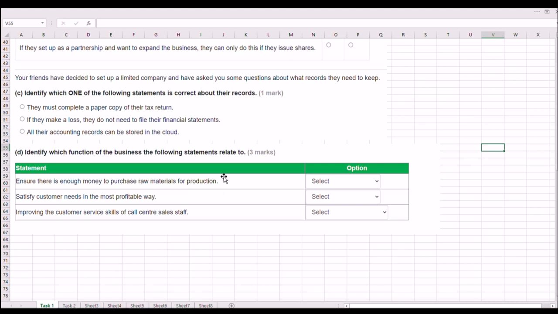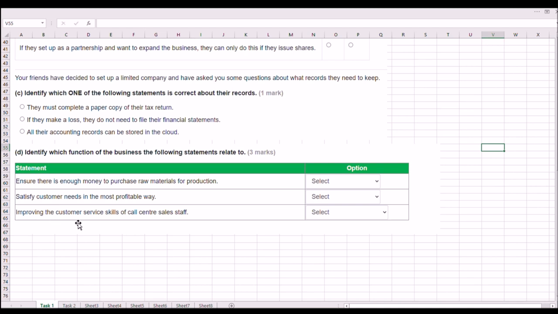Finance is going to provide the money to purchase the raw materials. So that one will be finance. Safely satisfy customers' needs in the most profitable way. So the people who deal with the customers are sales, and they will be trying to make profit. So that's going to be the sales team. That sales and marketing team are going to satisfy the customer's need in the most profitable way.